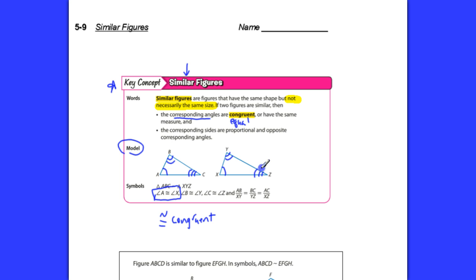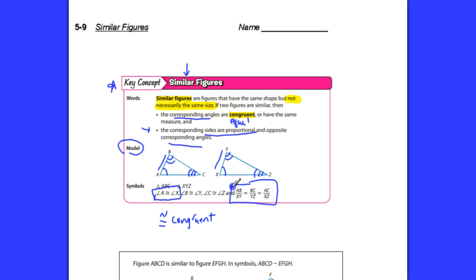So those are congruent. But what are not congruent are the lengths of, say, this side and its matching side, XY. Those aren't equal, but they are proportional. So we could actually set up a proportion, which is what they're trying to tell you right here. The corresponding sides are proportional, and corresponding angles are equal.